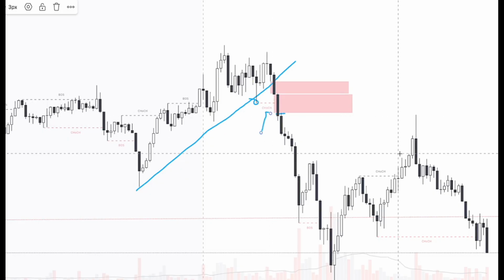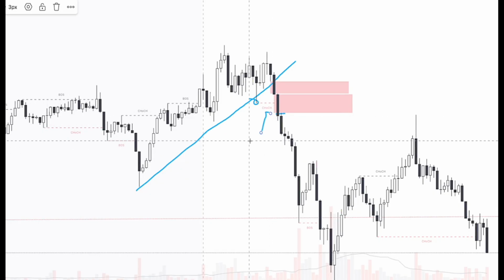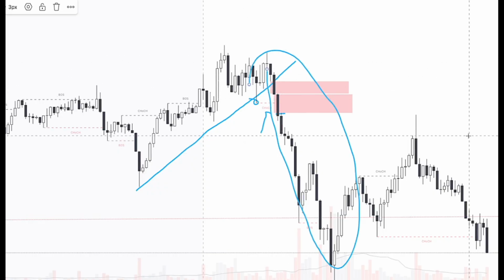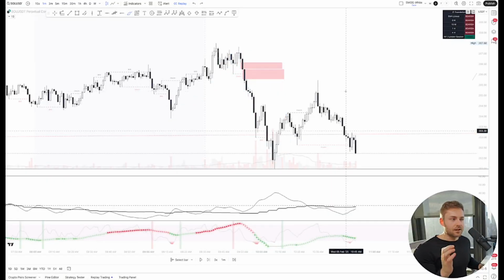And a change of character is effectively where the trend is no longer producing a break of structure. It's creating a new low, which is indicating, like we've seen here, a big reversal in trend. So that's going to be one of the biggest indications of us wanting to get into a trade. And this is going to be in conjunction with our other indicators that we're not relying on because they're reactive, obviously, but it's showing us the general composition of the market at that time.